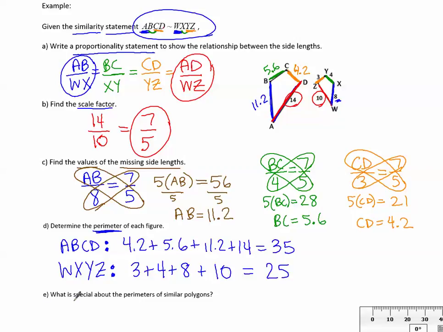Part E, what is special about the perimeters of similar polygons? Notice the two perimeters. If I make a ratio out of them, 35/25, and I reduce it, it also makes 7/5. Well, why is that? Remember where perimeters go on our chart? That's right, the EE column. So think of your chart, and you'll be able to see these relationships a lot easier.